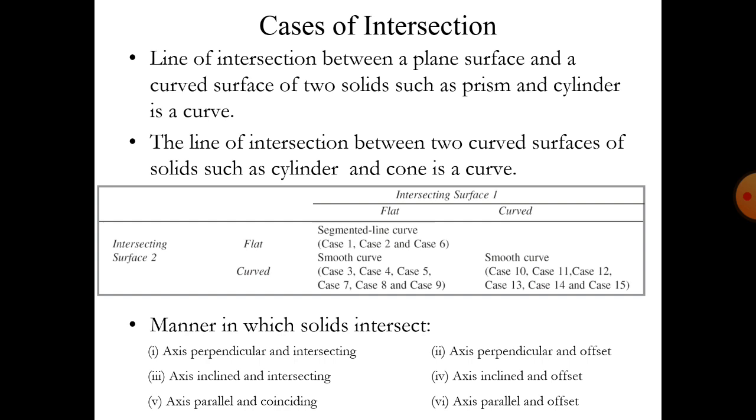So in this chapter there are some cases. First is axis perpendicular and intersecting, axis perpendicular and offset, axis inclined and intersecting, axis inclined and offset, axis parallel and coinciding, and last one axis parallel and offset. Some actual objects are shown with their curves of intersection using white arrows.